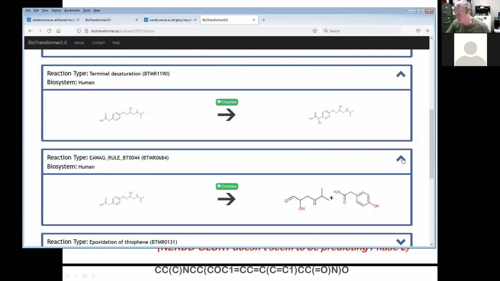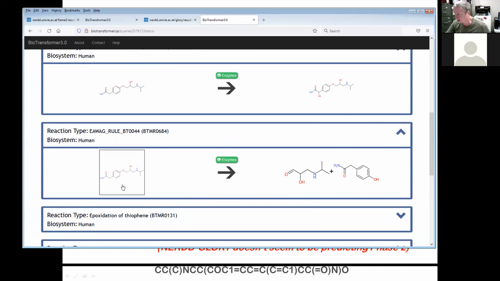Let's see. This looks like, what's it doing? Oh, this is kind of cool. You know what it's doing here? Does anybody see what it's doing? It's doing an oxidation. It's a dealkylation, right? Let me see. Can I zoom in there a bit?